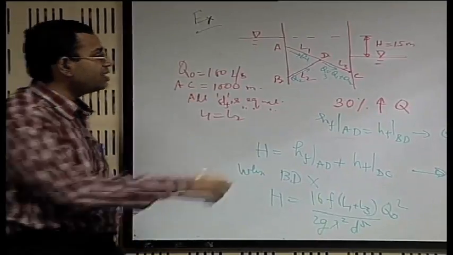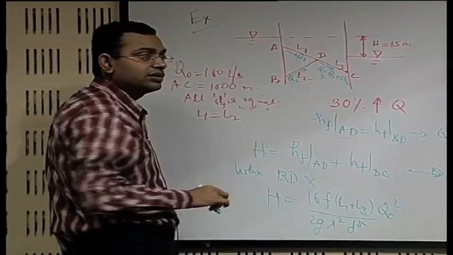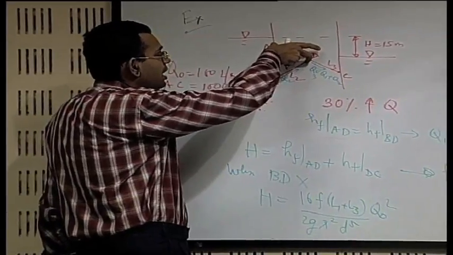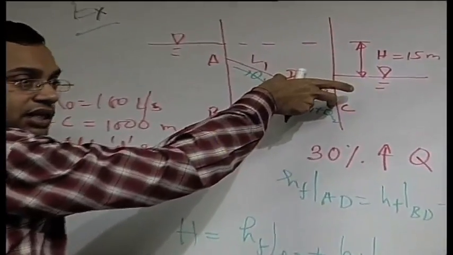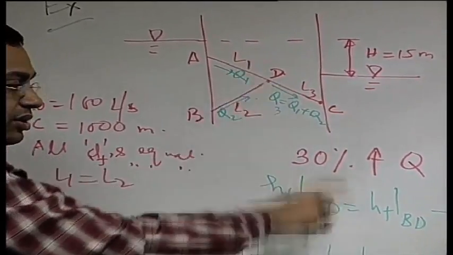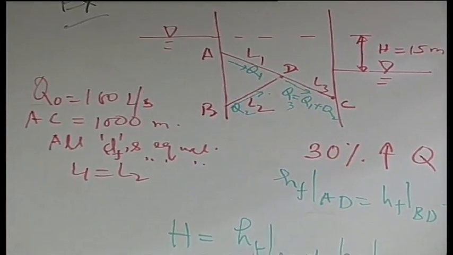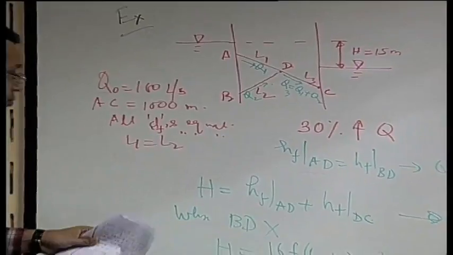You have to keep in mind that total L1 plus L3 is 1000 meter. So, just assume these as some x, and this is 1000 minus x, and this is also then x. You can solve for that, remaining things are given. Let us maybe look into another problem very briefly.